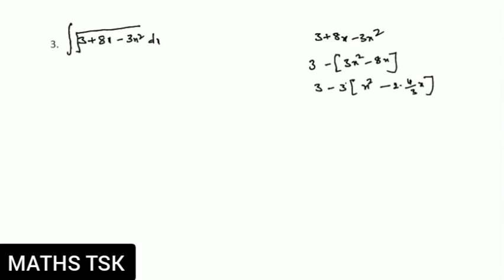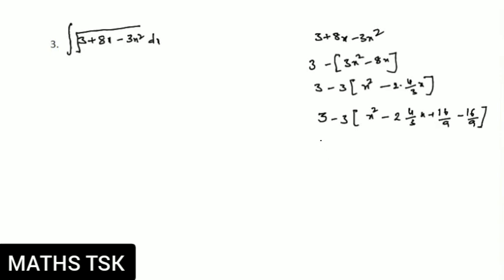So what I am going to do is a square minus 2ab plus b square, or a square plus 2ab plus b square. For that I have to take 2 common here. If it is not there, we have to multiply and divide. So minus 3 into x square minus 2 into 4 by 3 into x plus, if you square this, it becomes 16 by 9 minus 16 by 9.